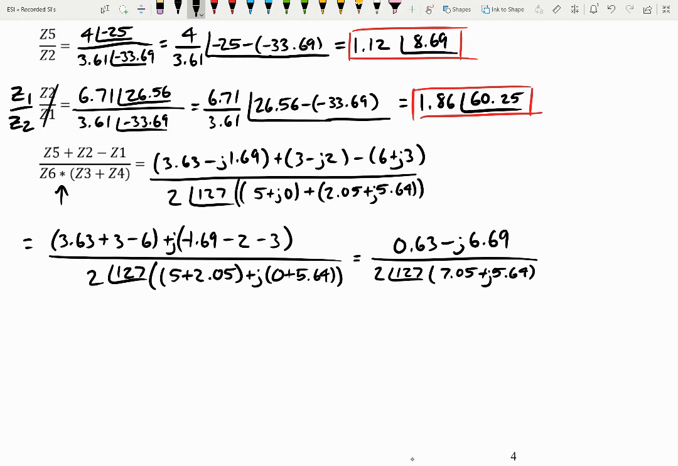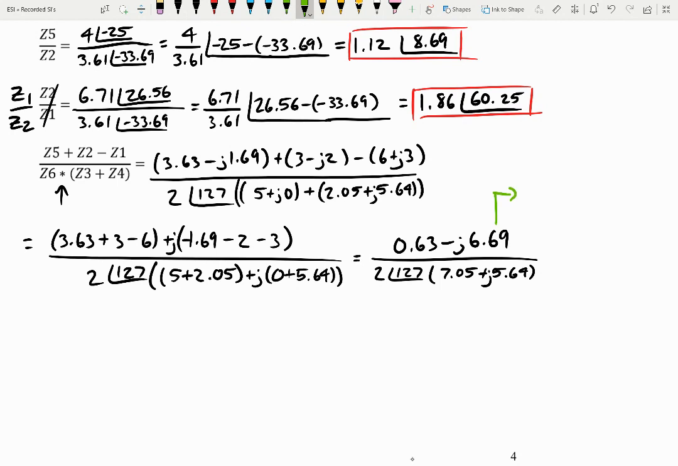So at this point, what I would recommend is, since we see that we're going to have a multiplication here, and then after we do that, we're going to have to divide, I would suggest putting everything in phasor form. So let's go ahead and do that real quick.